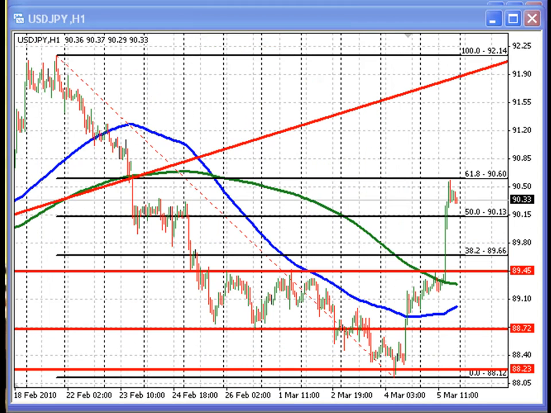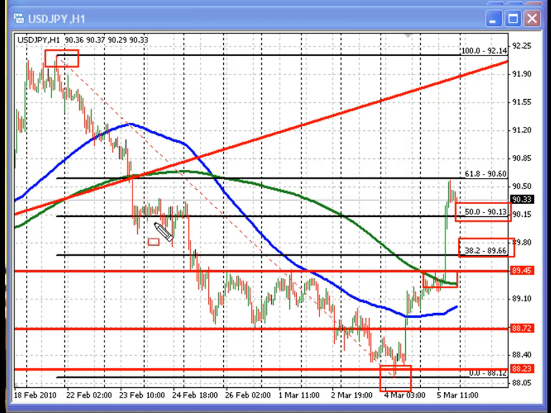Let's take a look at the hourly chart in the dollar versus yen. Friday's move took the price back above the 100-hour moving average and above the 200-hour moving average at this point, when the market was able to hold these levels in this area right in here. The market took off to the upside, went through the 38.2% retracement of the move down from this high to this low at 89.66, and then went through the 50% retracement, also at 90.13.